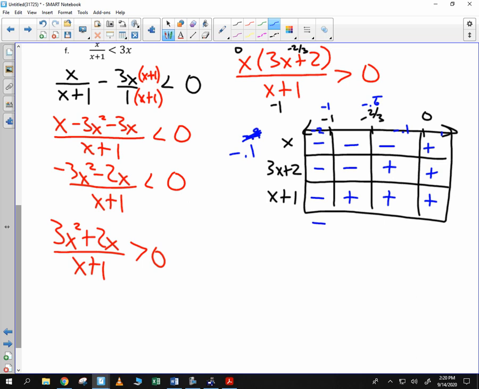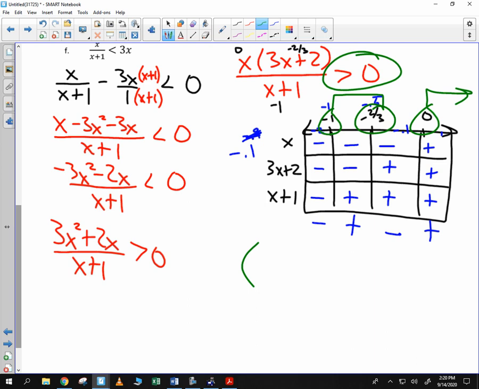3 negatives make a negative. 2 negatives make a positive. 1 negative makes a negative. 3 positives make a positive. So the question is, you look at how you finish this off, where is it greater than 0? It's greater than 0 wherever it is positive. There's no equal sign, so nothing concerning putting brackets at all. -1 to -2/3, union 0 to infinity.